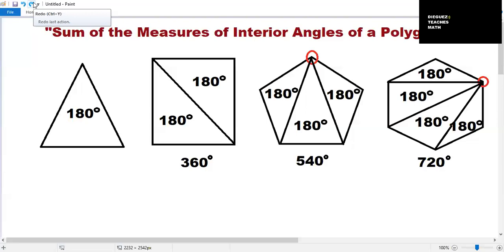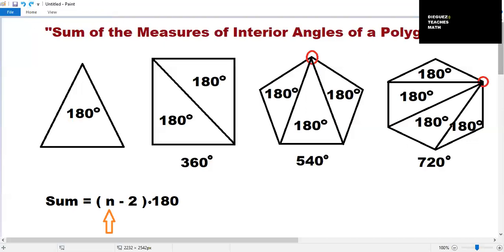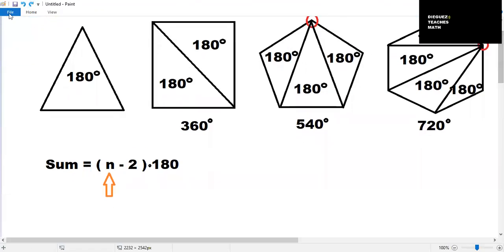Of course, we don't want to be caught doing something like this for a really big shape, like a 100-sided polygon, right? So we did come up with a formula, and our formula says the sum of the measures of the interior angles equals n minus 2 times 180. In this formula, the n stands for the number of sides.